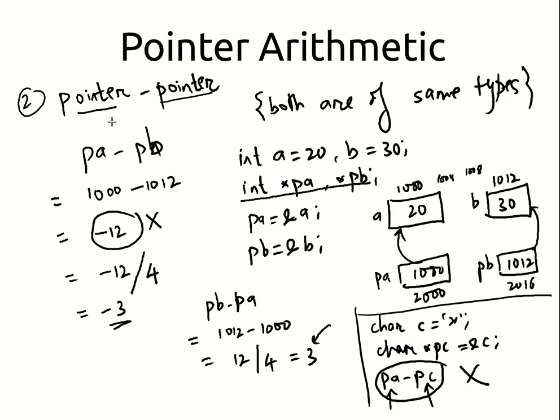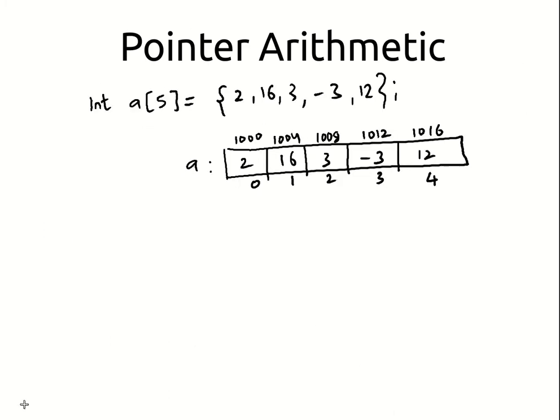You observe here, subtracting 2 pointers like this does not make any sense. Subtracting 2 pointers should only make sense when we are talking with respect to arrays. So now let us understand both of these pointer arithmetic operations with respect to arrays. Let us take this array A with 5 elements, and the memory arrangement of these 5 elements is shown here.